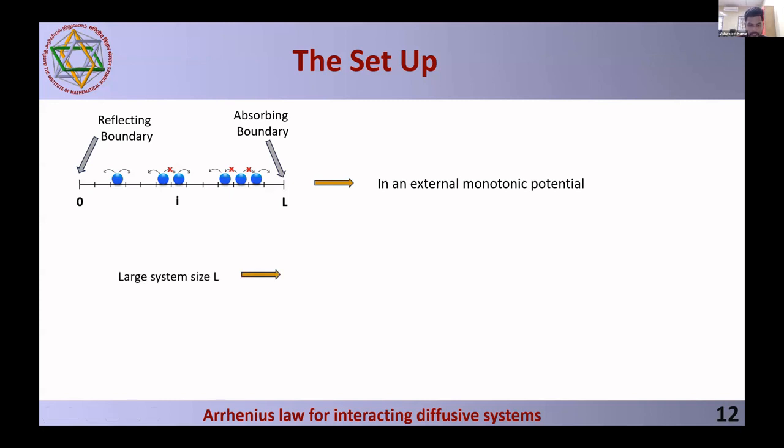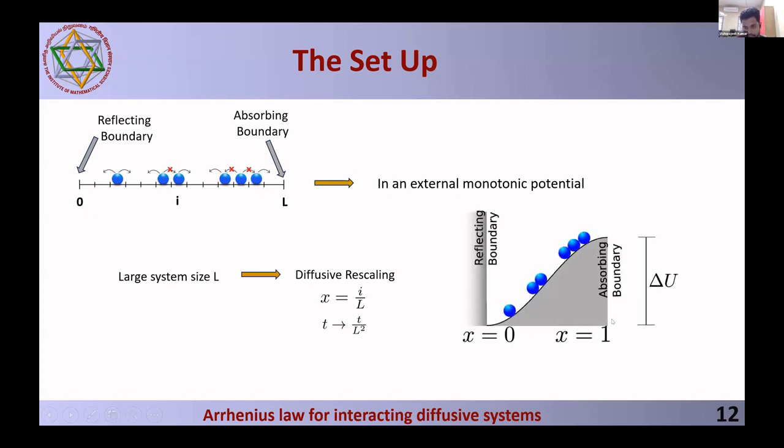Now, for large system size, one can do diffusive rescaling, which means that the site variable i will be replaced by the continuous variable x, and this whole system will look something like this, where now we have a reflecting boundary at x equal to 0 and an absorbing boundary at x equal to 1.